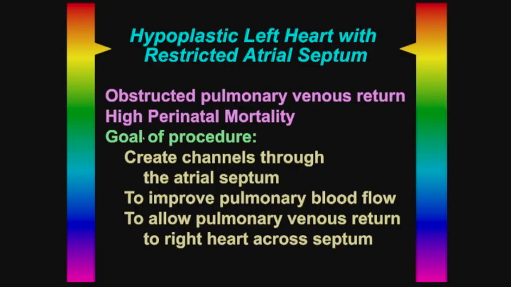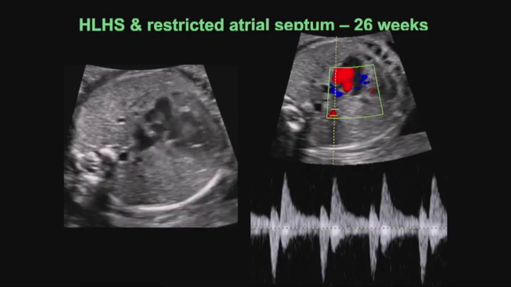Another indication for this procedure is when you have a hypoplastic left heart and the atrial septum closes. As you know, normally there's a hole across the atrial septum called the foramen ovale, but due to pressure changes with hypoplastic left heart, this can close. This is a situation with very high perinatal mortality. We can improve the situation for these neonates if we create channels across that septum so that the blood in utero can flow from the lungs and not back up into the lungs, but also when the baby's born, there's a place for the oxygenated blood to go.